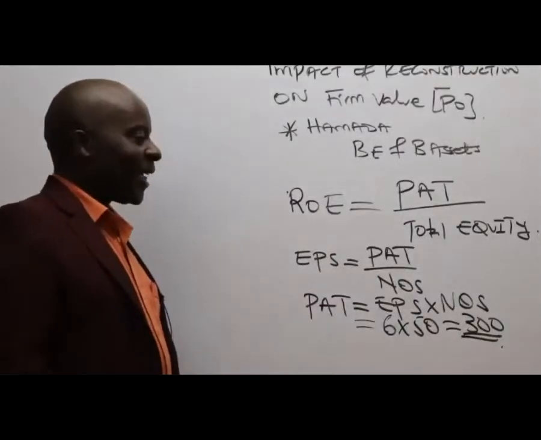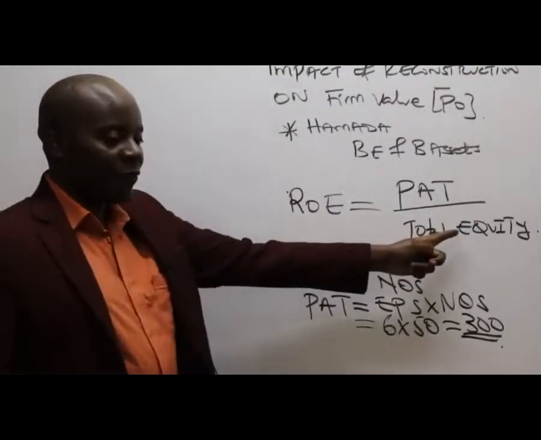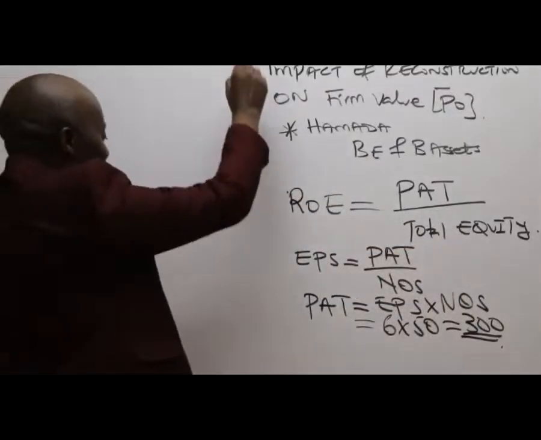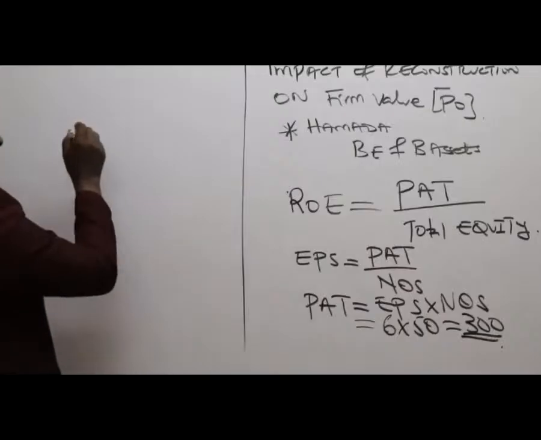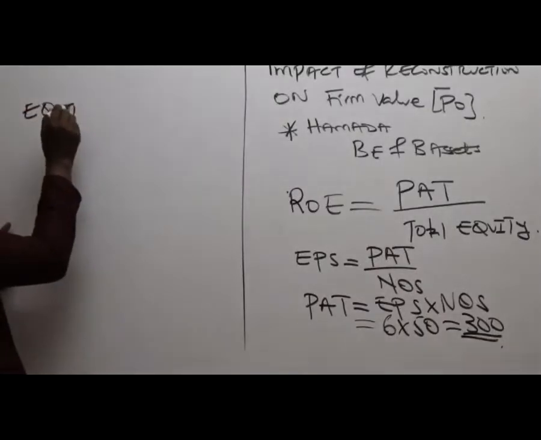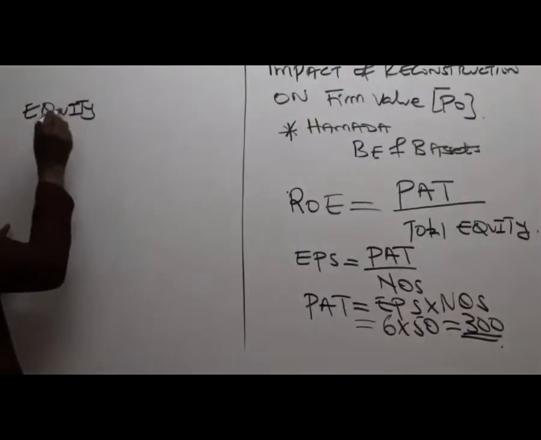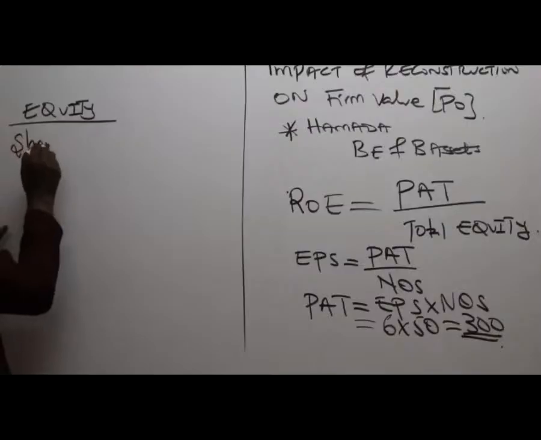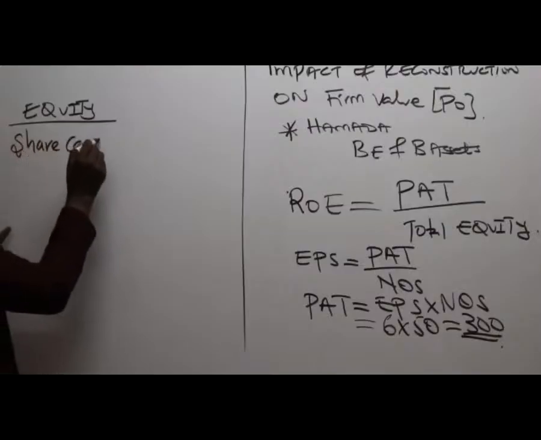Now, ladies and gentlemen, I would want us to go ahead very fast and ascertain the equity of the organization. Can somebody help me get the equity? Equity is quite an easy thing to get. Equity number one, I can see we have got ordinary shares. So I have share capital.